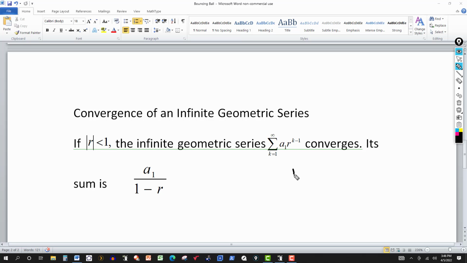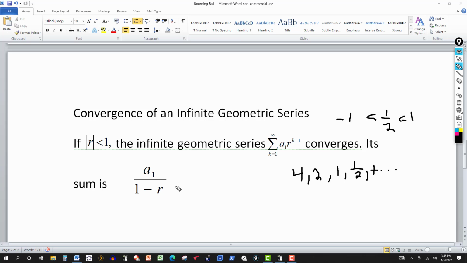So let's look at the one I had. I had 4, and then 2, then 1, then 1/2, and then it keeps on going forever. Does this converge? Well, according to this theorem here, if the common ratio is between -1 and 1, it will. And this one does, because you're multiplying by 1/2. 1/2 is less than 1 and greater than -1.